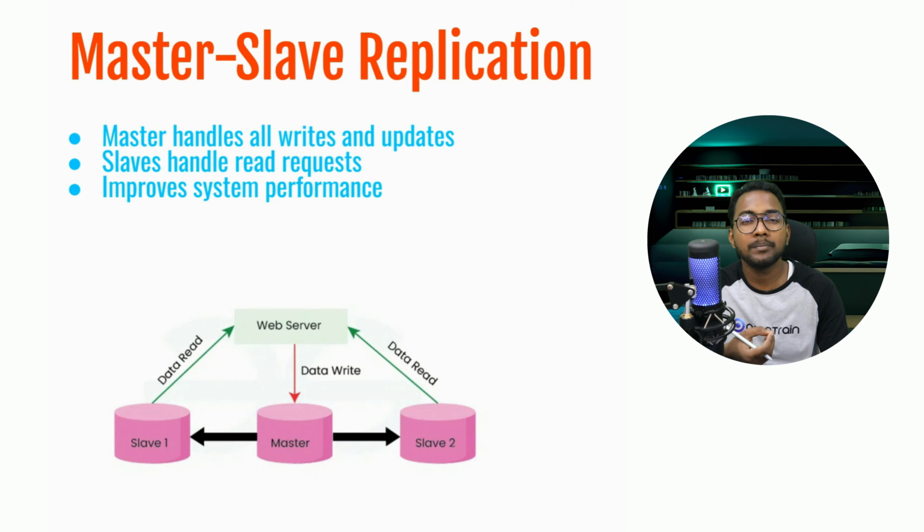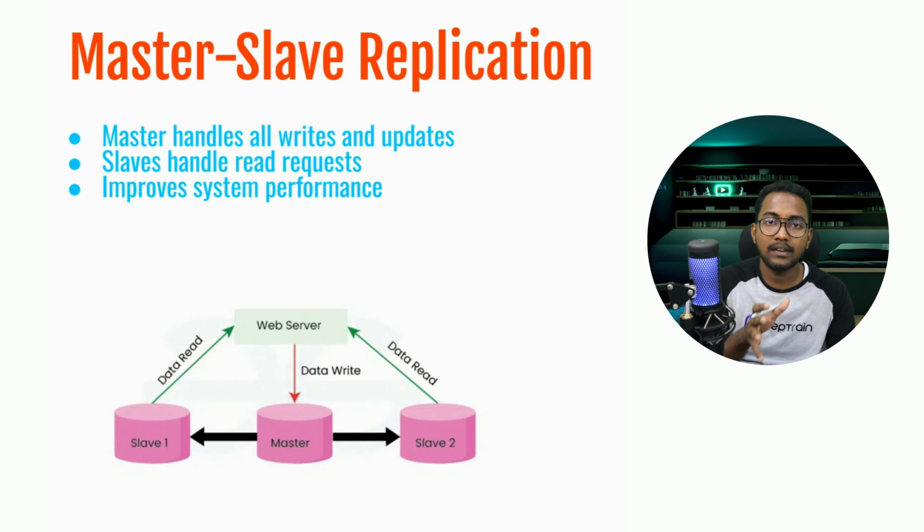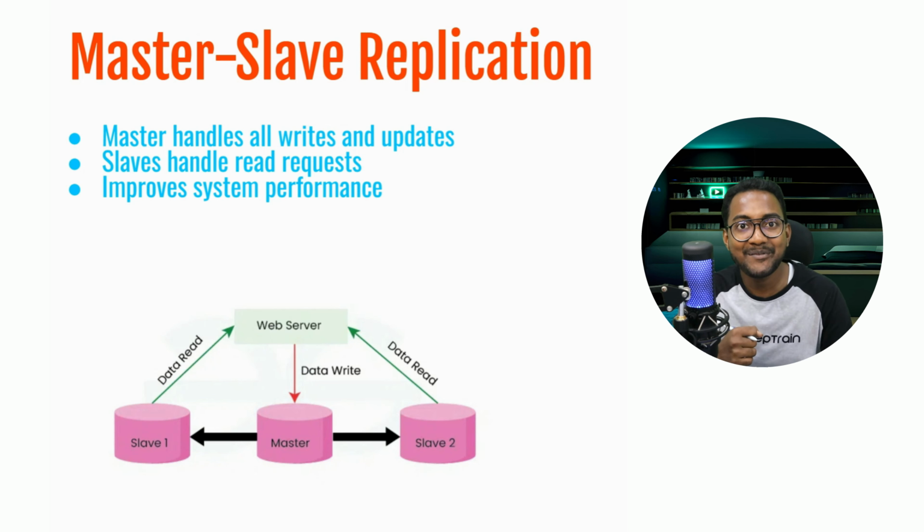However, this setup isn't without its challenges. One of the key issues in replication is replication lag, which we will talk about in more detail later. Replication lag occurs when slave databases fall behind the master in terms of updates, meaning that the data they are serving might be slightly out of date. Alright, now that we have covered master-slave replication, let's move on to master-master replication and see how it differs from this setup.